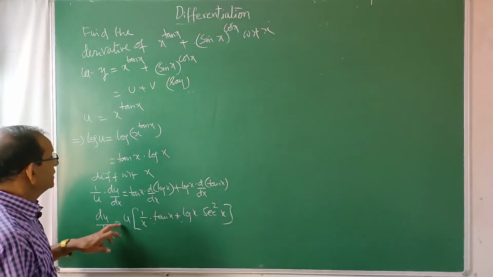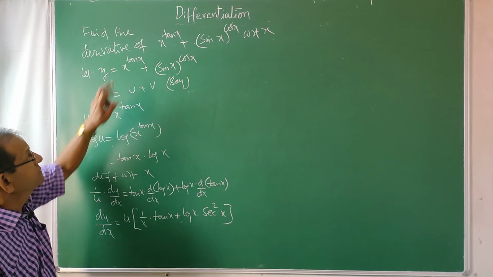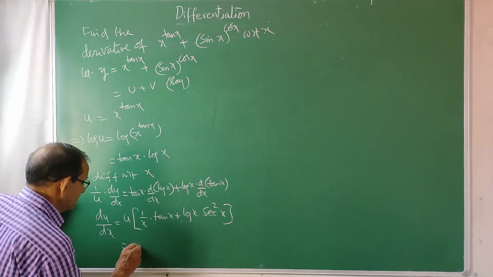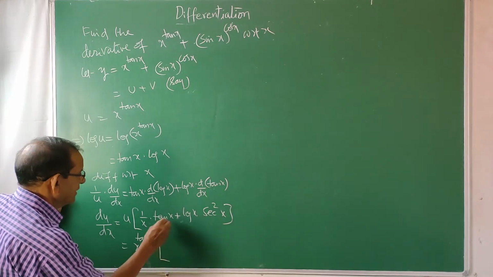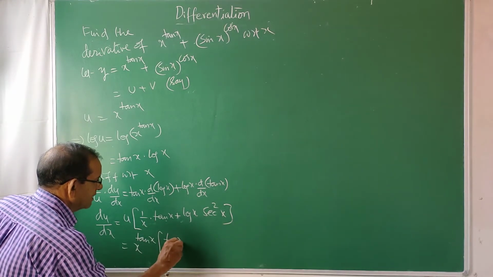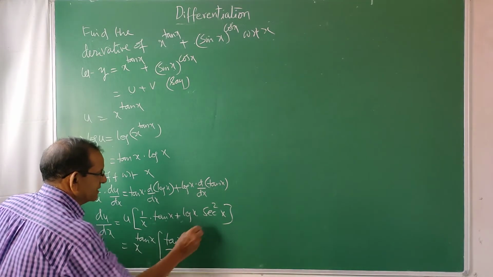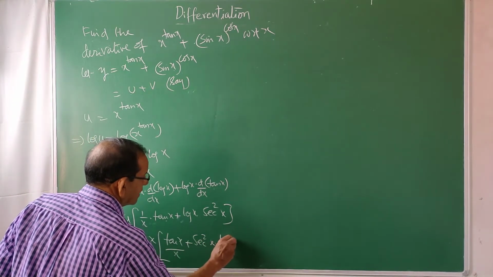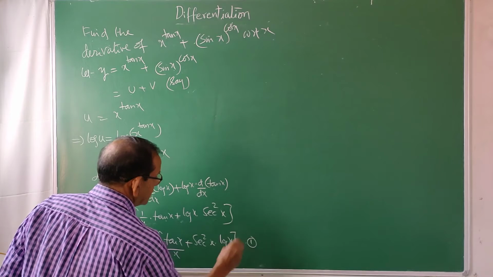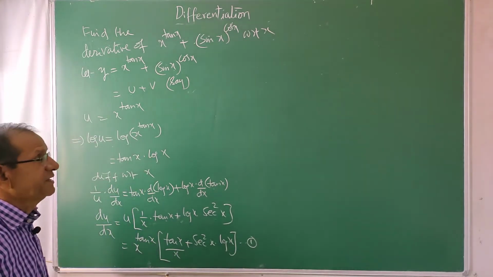So u value you have to substitute. u value is x power tan x. This is x power tan x into (tan x by x plus secant square x into log x). So this is the du by dx value.